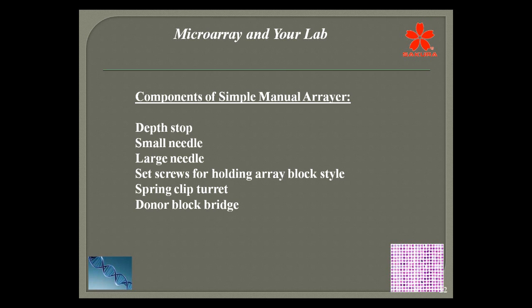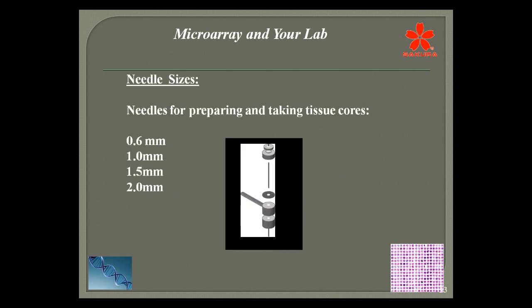So the components of the simple manual arrayer are things like the depth stop. It has a unique feature that it would not allow you to go too deep in making the punches, or the holes, in the block that you're putting the cores into. So it's a neat feature. You have small needles as well as large needles. You have set screws for holding the array block style in place. Spring clip turret, which helps as well, and a donor block bridge, which you will see in just a moment.